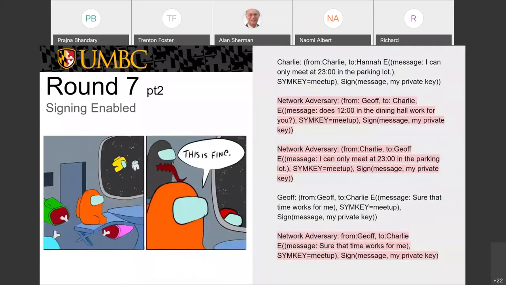Charlie has an interesting response. He responds to Hannah with, "I can only meet at 11 o'clock at the parking lot," and he is using all the conventions that were established. The network adversary then takes Jeff's message and forwards it to Charlie, and takes Charlie's message that he just sent to Hannah and forwards it to Jeff. Jeff receives that message, assuming it works. All the conventions were correct, and he goes with it. After that, the network adversary is sending the "sure that works for me," forwarding it back to Charlie. Next slide.